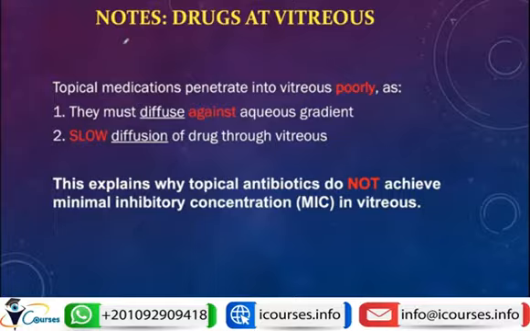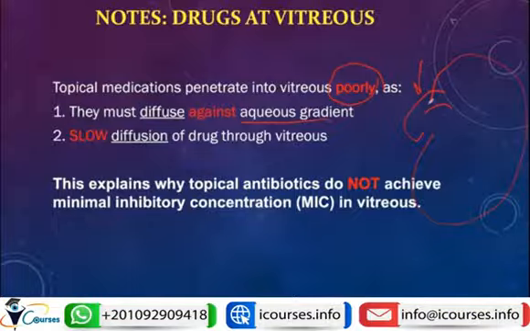If you want to treat a problem in the vitreous, like endophthalmitis, topical drugs will not be the best option, because topical drugs reach the vitreous poorly as they have to pass against the aqueous gradient. For example, this is the eye. If we put an eye drop here, the aqueous is passing from posterior to anterior to be drained through the trabecular meshwork. But the drug should pass in the reverse direction, from anterior to posterior, in order to reach the vitreous.